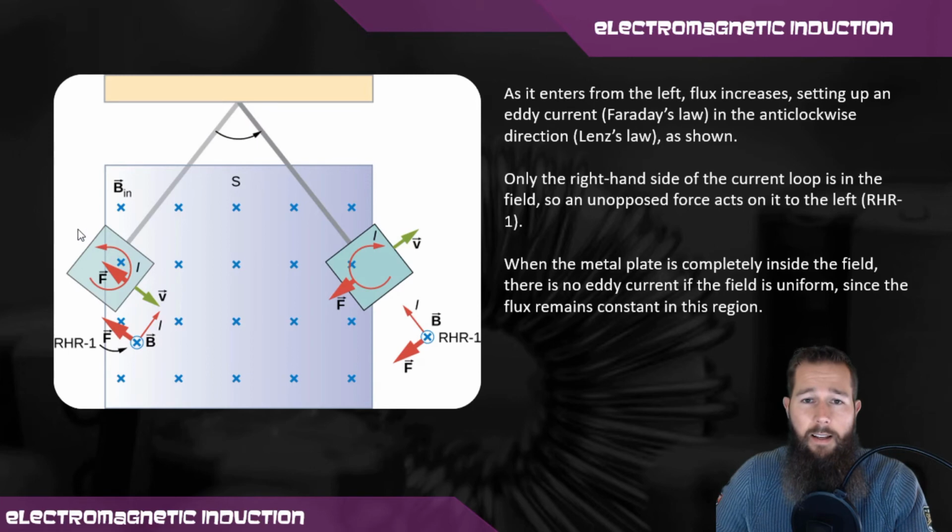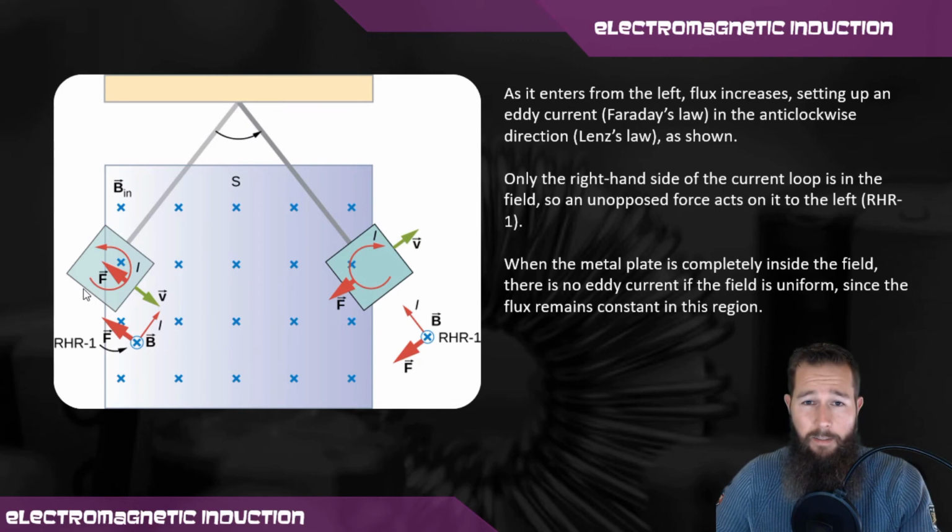Let's look on the left-hand side as the plate swings into the magnetic field. As it enters the magnetic field, the magnetic flux increases and it sets up an eddy current in the anti-clockwise direction. So we can use our right-hand rule to find that. If the magnetic field is into the page, the magnetic field that opposes that is out of the page. So what you'll have is your right hand thumb pointed towards you, and the direction of the fingers will be the direction of the current. So curling around anti-clockwise. And that's what it says in this diagram here.